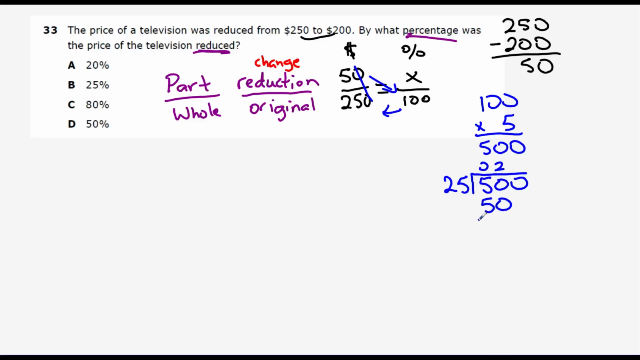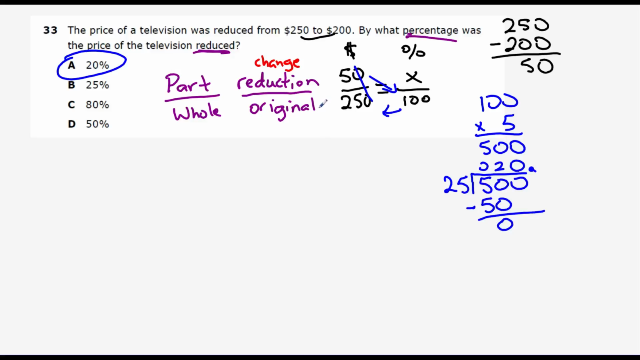Because 25 can't go into 5, it goes into 50 2 times. And this is almost just like the last problem, the way it works out kind of nicely. We're out of numbers again, so can we add a decimal? Fill in our empty place. So X is 20, so 20%, which represents the percent reduction.